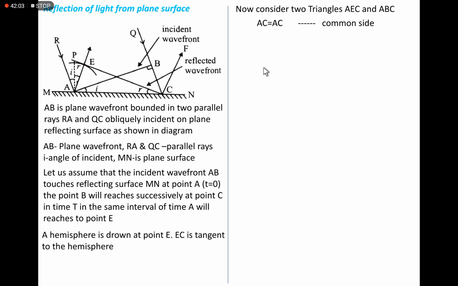Okay. Now we'll write AE is equal to BC. The waves from A to E and waves from B to C reach point E and point C in the same time. E and C are in the same phase, means the distance traveled by the waves is the same. Therefore, AE is equal to BC and that is equal to VT. V is the velocity of light and T is the time for which the waves travel from B to C, A to E.